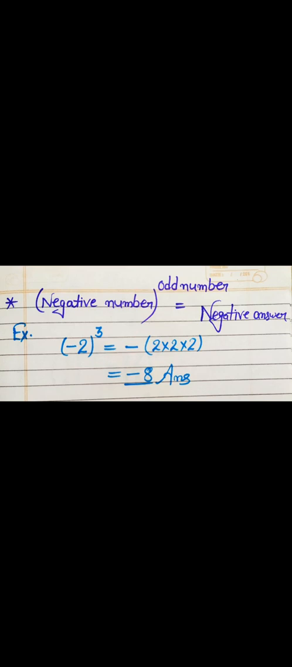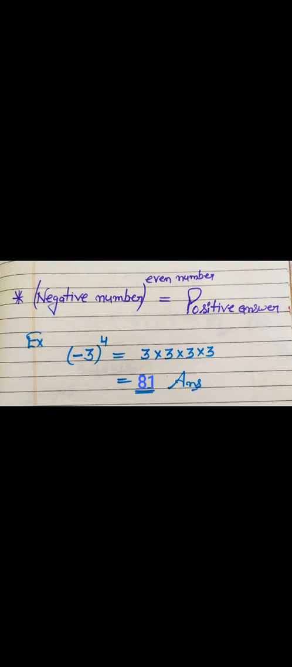Next is, if a negative number has an even power, then its answer will be positive. As you are seeing in the example, it is minus 3 to the power 4. As its power 4 is an even number, its answer will be positive, so there is no need to write the minus sign. We will write this 3 up to 4 times as the power is 4, like 3 into 3 into 3 into 3. When you multiply this, you will get 3 3 9 and 3 3 9, 9 9 81.